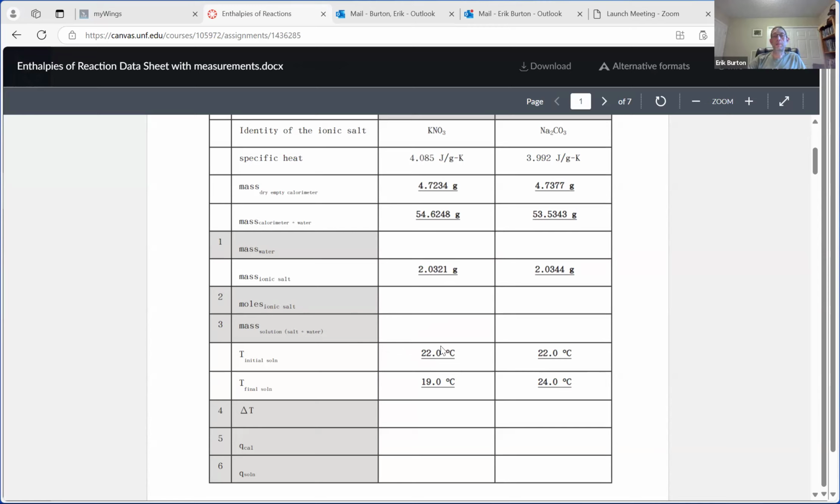What is the initial temperature? 22.0 degrees. What's the final temperature? 19.0 degrees. So you can see here the temperature went down. So you're going to have a negative value for your delta T. You subtract the initial temperature from the final temperature. And since the initial temperature was the larger value, you're going to have a negative number here.